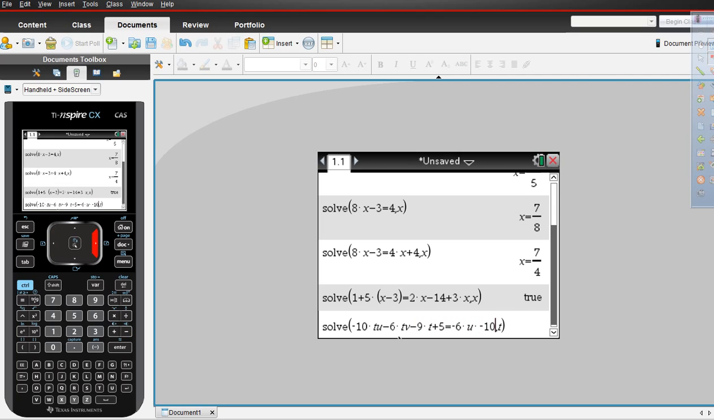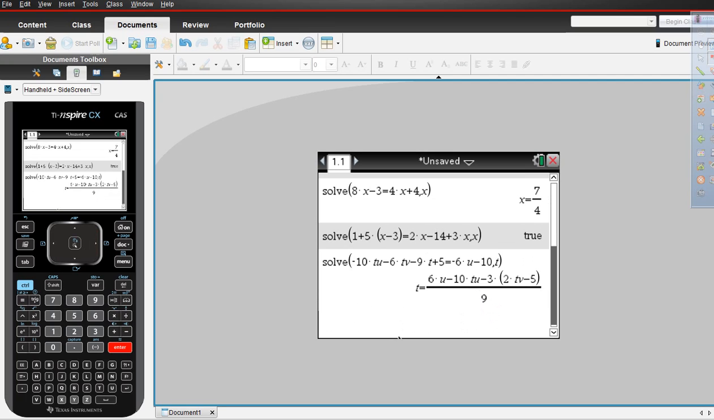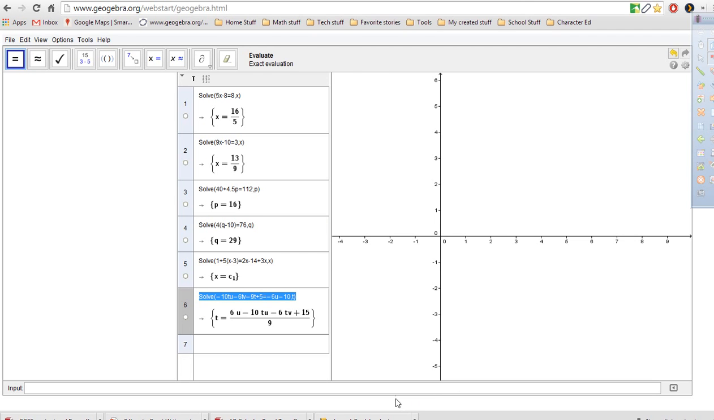And now the rest of that: this is not times negative 10, this is minus 10. So this is negative 10tu minus 6tv minus 9t plus 5 equals negative 6u minus 10. So now we should get the answer. What? Ooh, interesting. I'm getting a different answer. But when I did it by hand, I liked it.